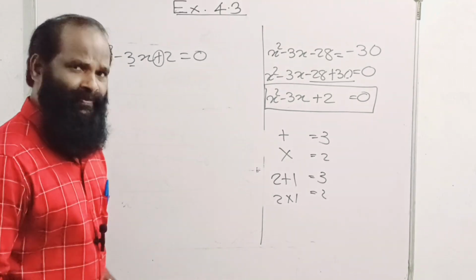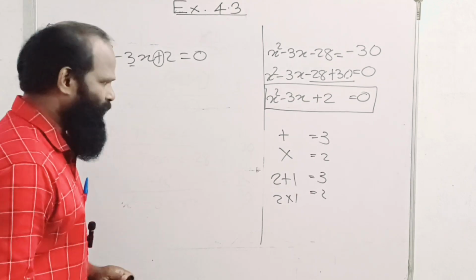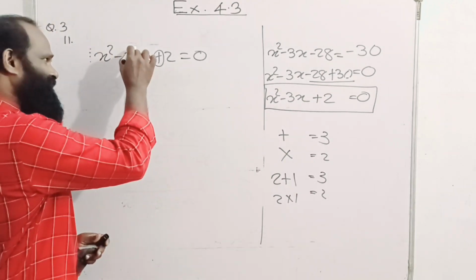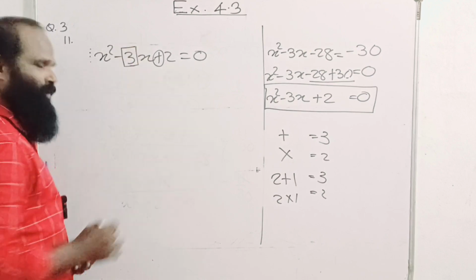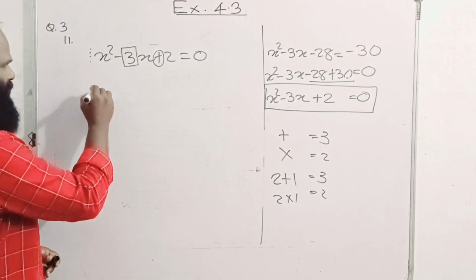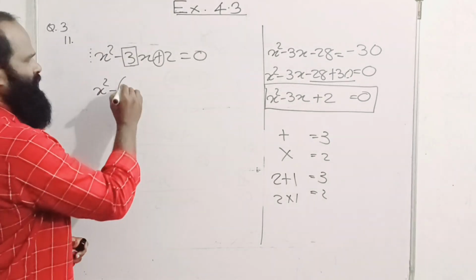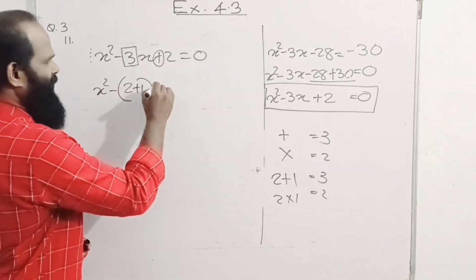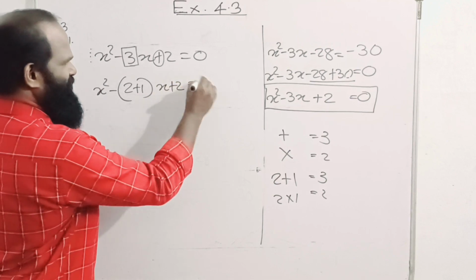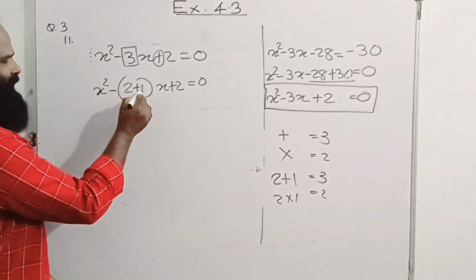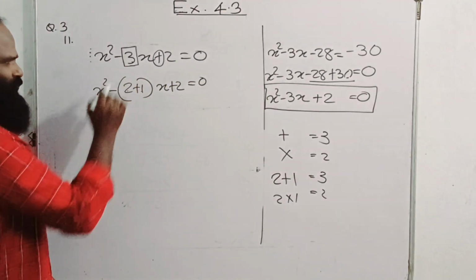What are we going to do with 2 and 1? We are going to use them to split the middle term 3. This is how we do. x square minus 3x is no more now. This is written this way. Plus 2 is equal to 0. 2 plus 1 is 3. So 3 is written this way.